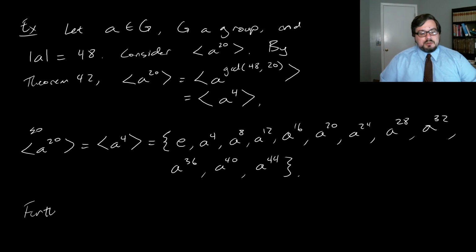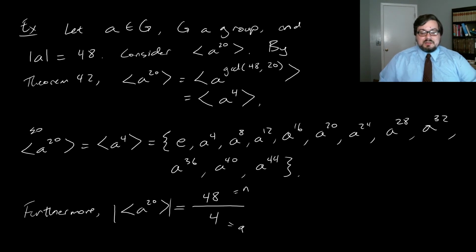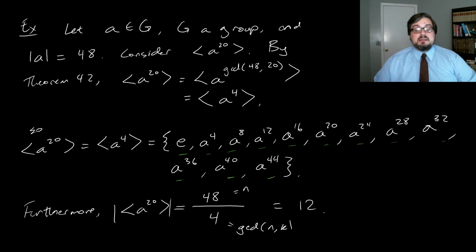Furthermore, we can see that the order of the cyclic subgroup generated by a to the 20th is equal to the order of a, which is n, divided by the greatest common divisor of 48 and 20, which was 4. So this is n, this is the greatest common divisor of n and k, which gives 12. And if you count the elements that we just did up here, we can see that that's true, that we had exactly 12 elements in our cyclic subgroup here.